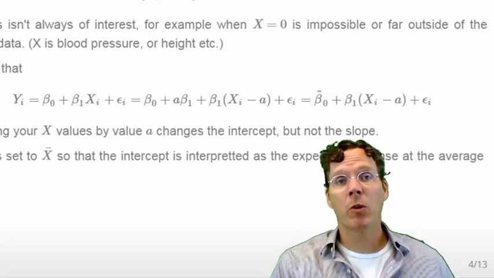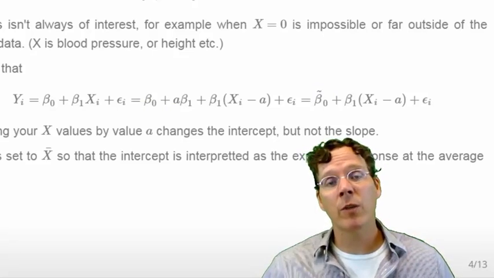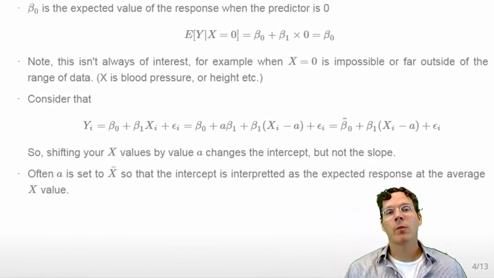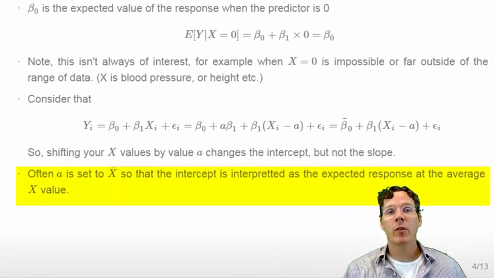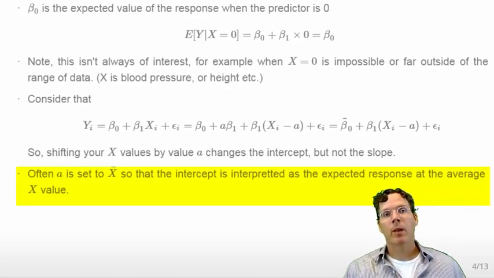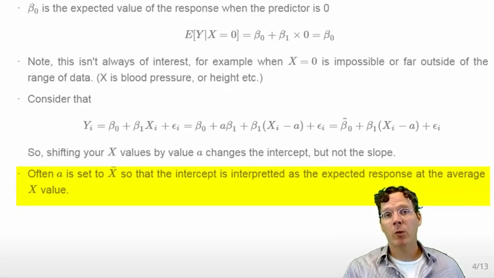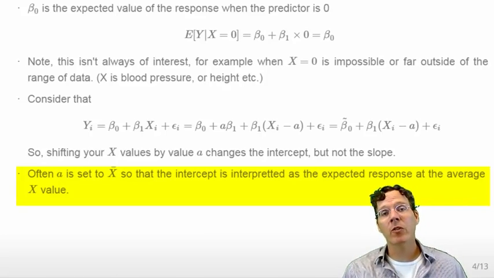Now the intercept is interpreted not when x is 0, but when x is this value that you shifted it by, a. A very common constant to do is the average, set a equal to the average of the x variable. Then your intercept would be interpreted as the expected value of the response when the regressor is at the average value of the x's.